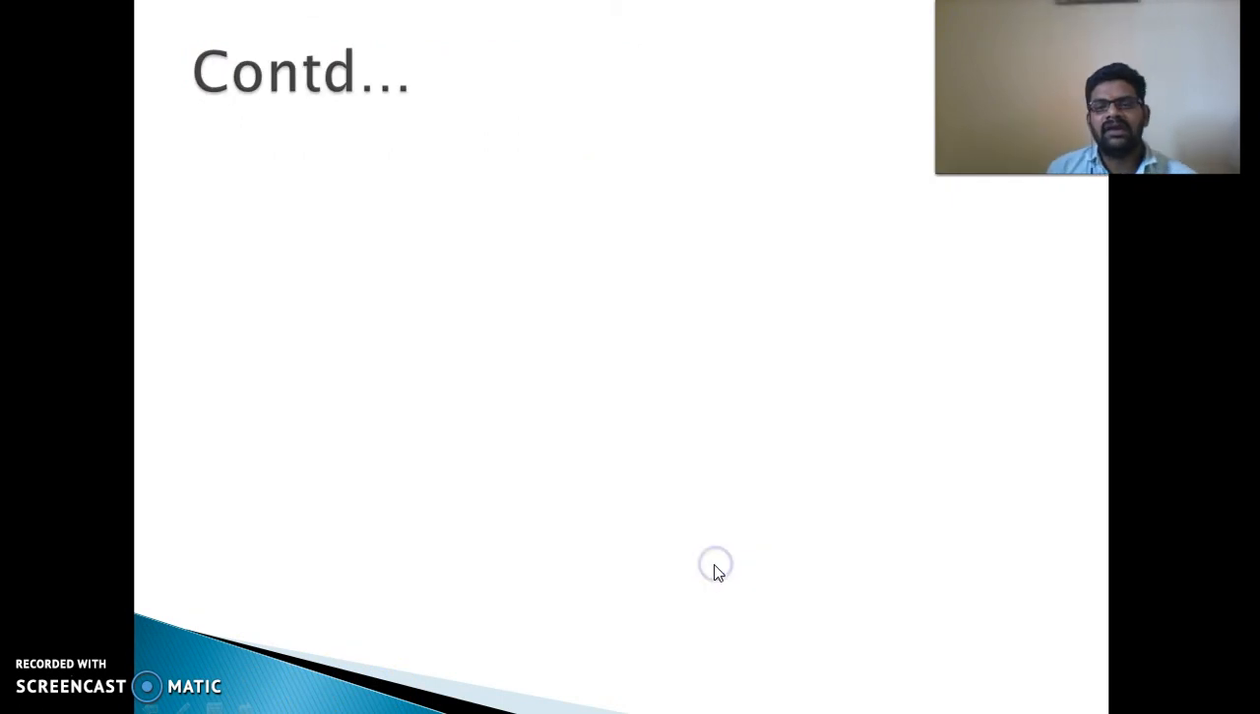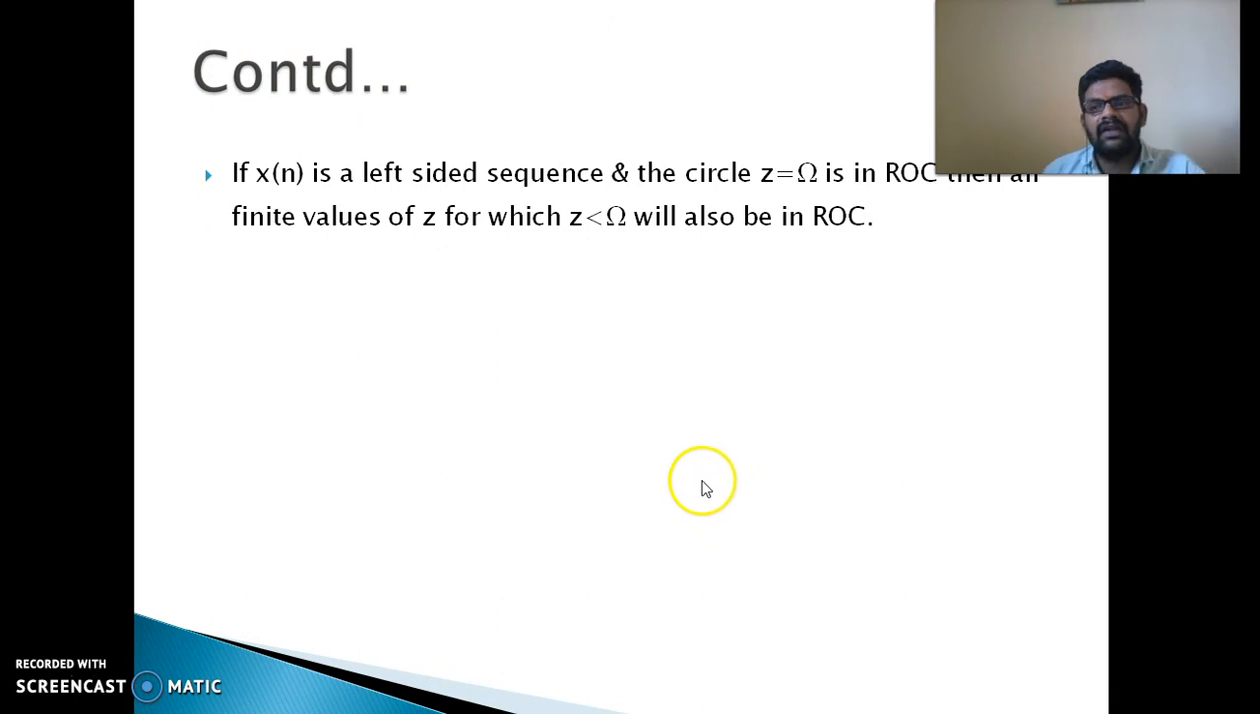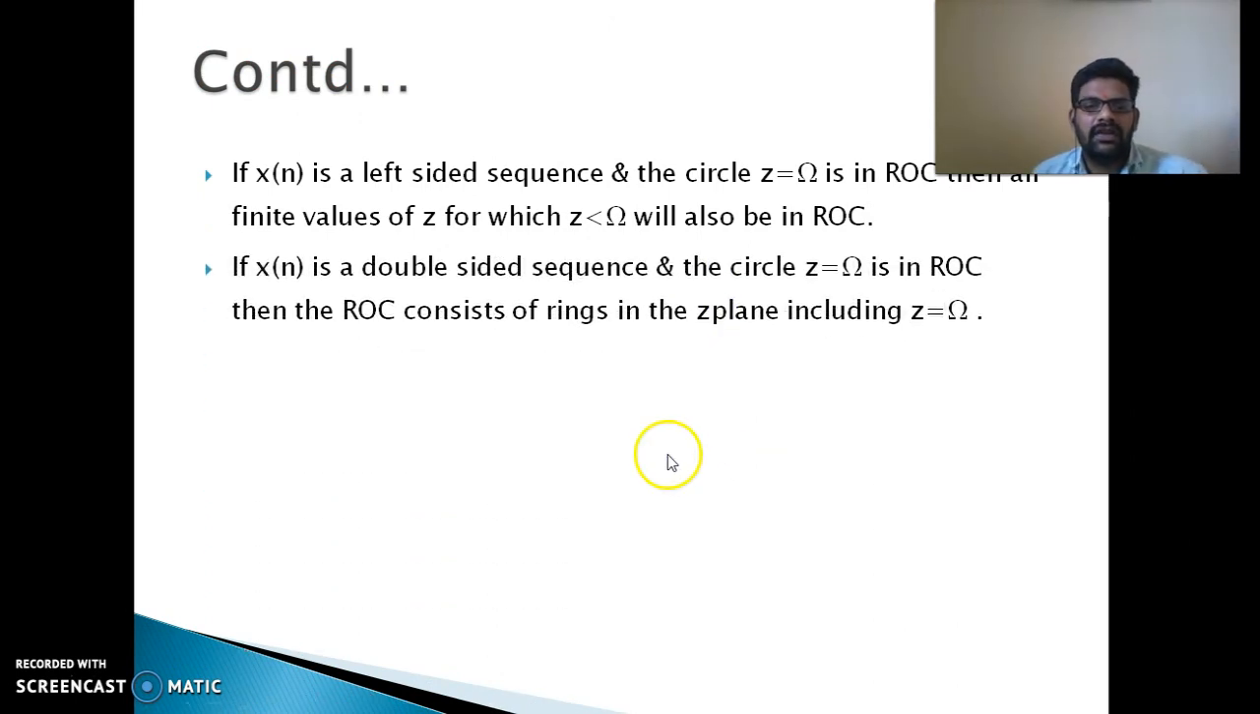Similarly, if x of n is a left-sided sequence, then all the values below omega will be in the ROC. If it is a double-sided function, then the ROC forms a closed ring which lies between, like a strip in the S plane, the same strip forms in the Z plane.